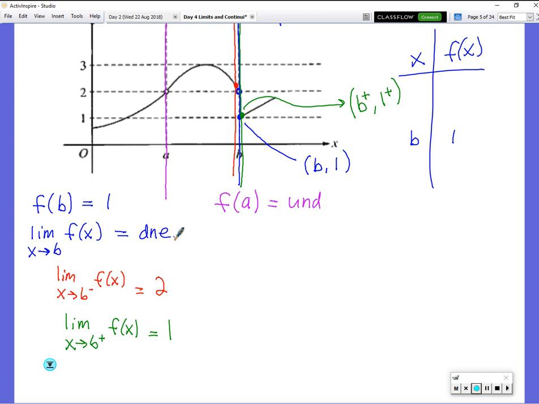Awesome. Did that answer your question earlier? Cool. So again, look, the left and right limits don't match. Therefore, this is a jump discontinuity. Let's do this one now.